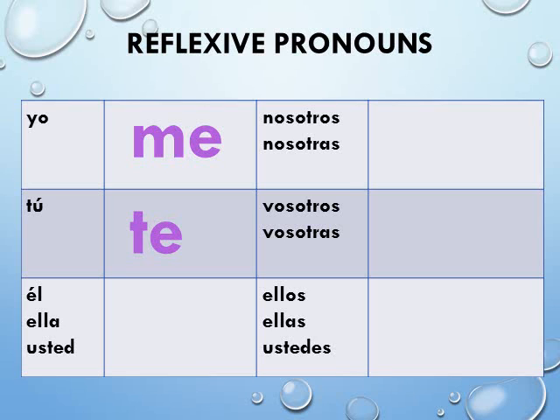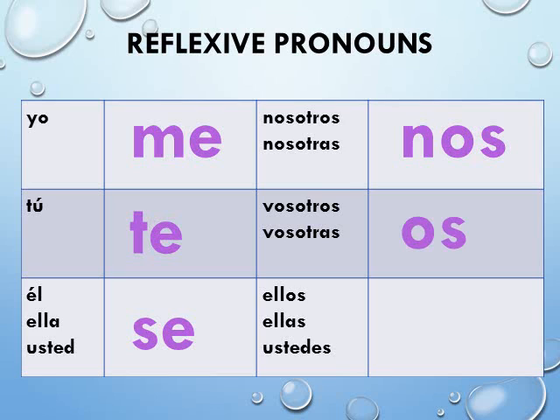Now, the ella usted form changes to se. Okay, so this is not Lola, this is not lace, or lay, I'm sorry. It is just se, and it doesn't matter what gender it is, it's always going to be se. Okay, the nosotros form is nos, vosotros pronoun is os, so those look very similar to our direct and indirect object pronouns. And then we have our other pronoun for ellos, ellas, and ustedes, which is se. Okay, so these are your 6 reflexive pronouns.